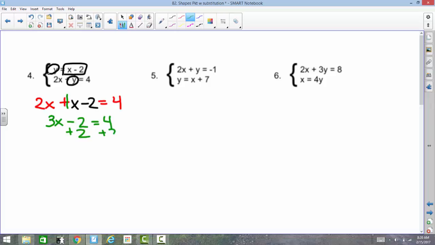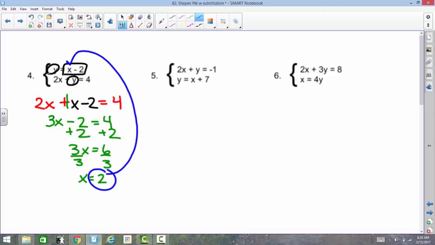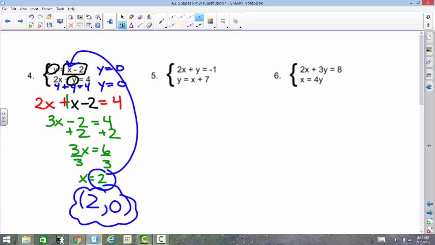Then you would add 2. So 3x equals 6. Divide by 3. So x equals 2. Then you're going to plug the 2 back into the initial one, either one. If you plug it into the top, you get y equals 0. If you want to check and plug it into the bottom, you would have 2 times 2 is 4. 4 plus y equals 4, so y equals 0 for both. So now again, you know you're correct. 2, 0 is your ordered pair solution.